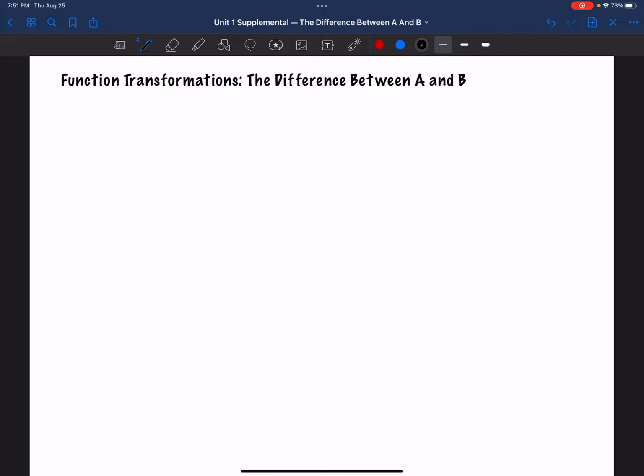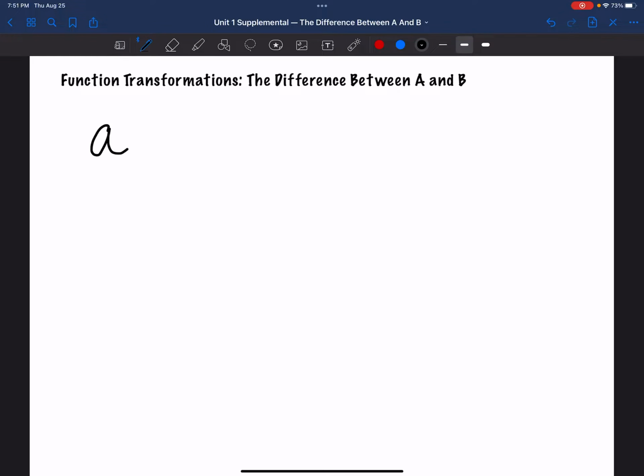First, a quick reminder that our function transformations look like this. Do I like this thickness? You know what? Do I like this better? I think I like the second thickness. I'm going to go with that.